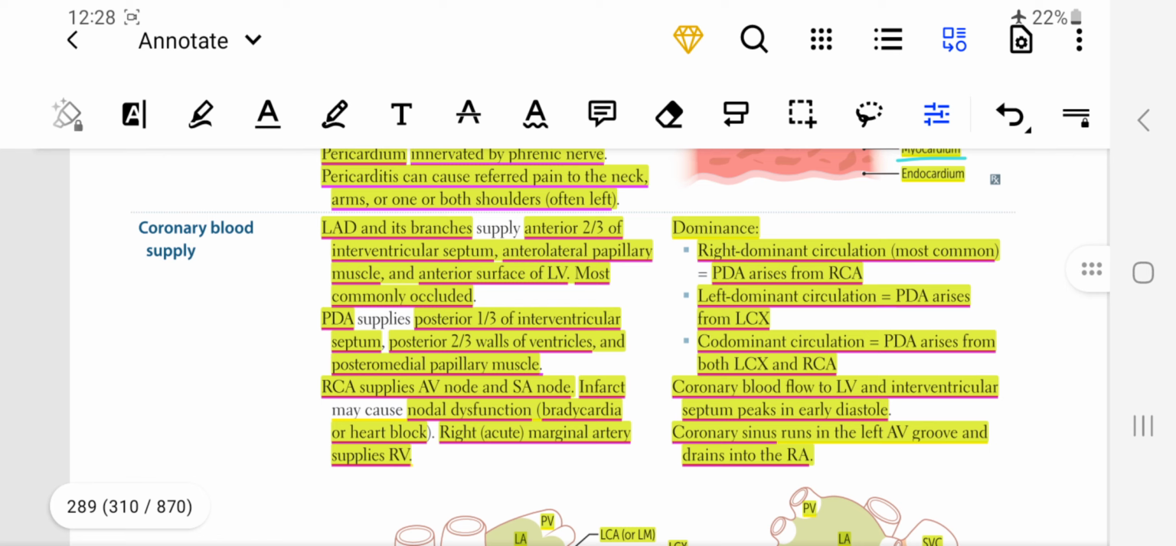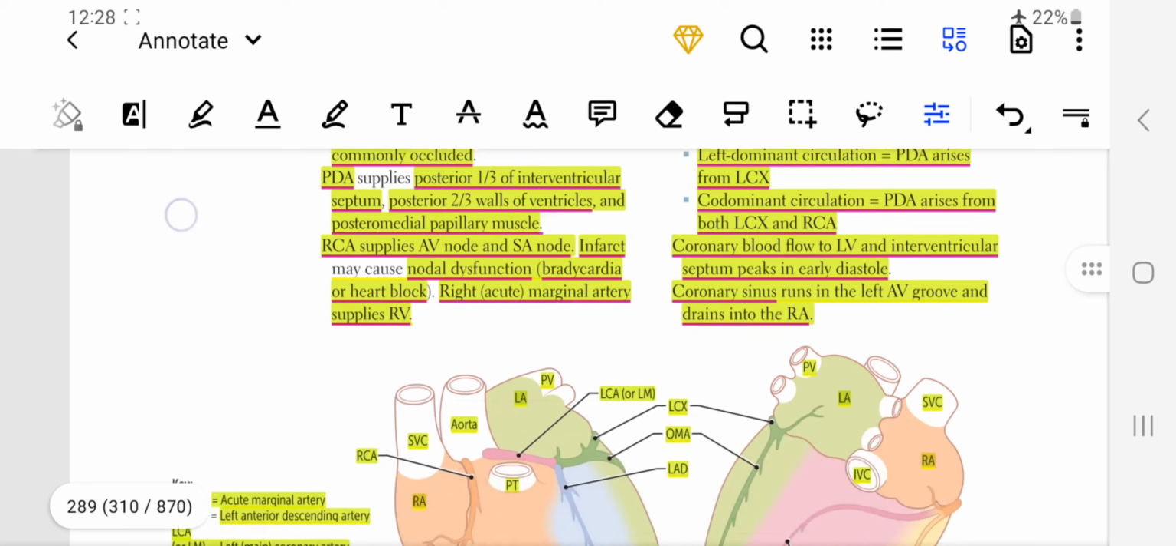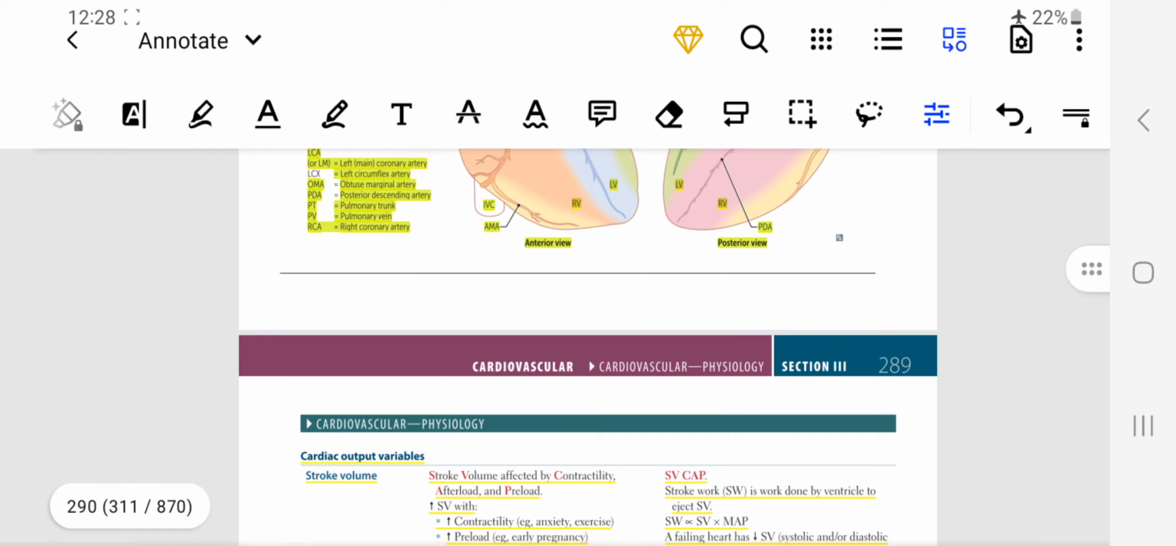Coronary blood flow to left ventricle and interventricular septum peaks in early diastole. Coronary sinus runs in the left AV groove. This is important. It runs in the left AV groove but drains into the right atrium. Okay, good.